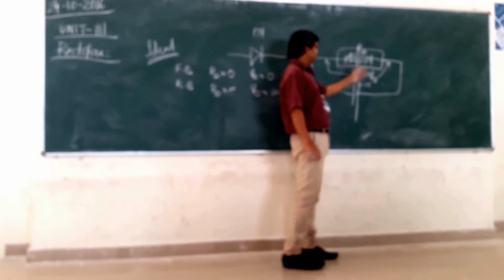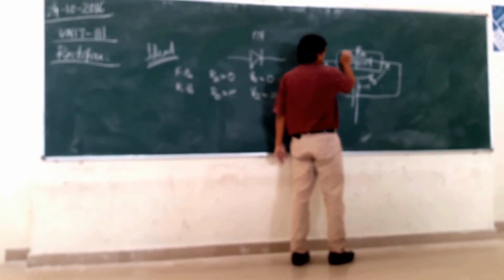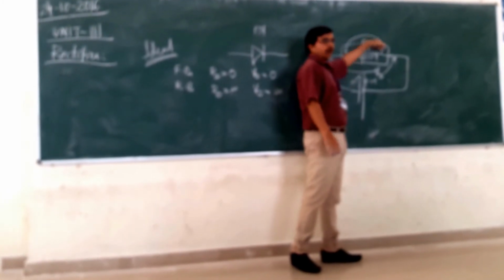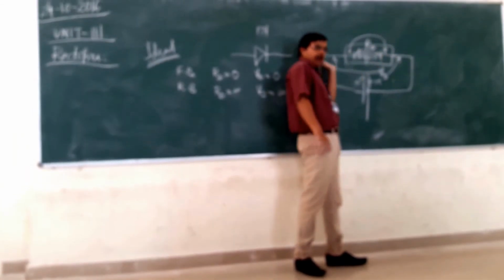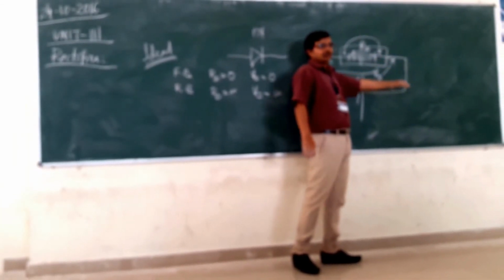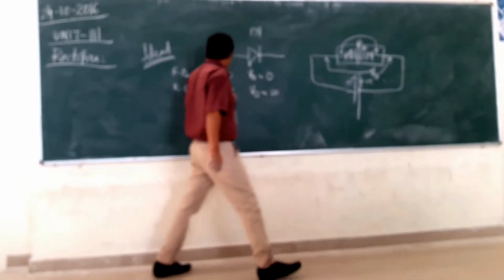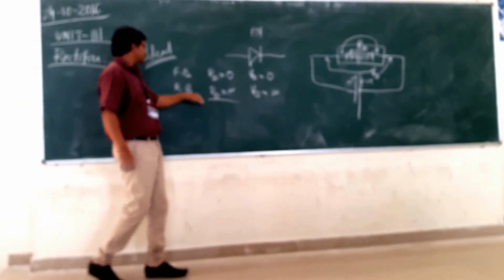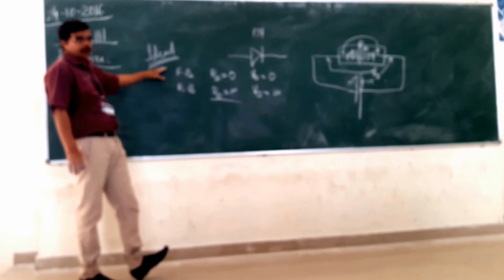As it is an open circuit, the electrons are unable to cross from here to here. They are unable to flow, and as there is no flow of electrons, there is no flow of current. So here we have made the infinite resistance. This is the condition for your ideal diode.